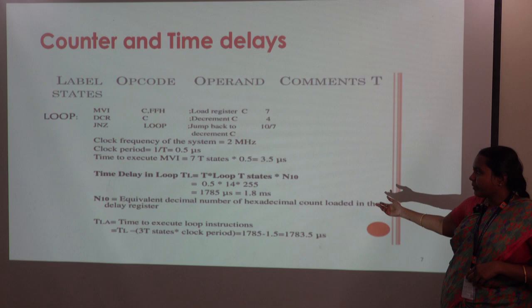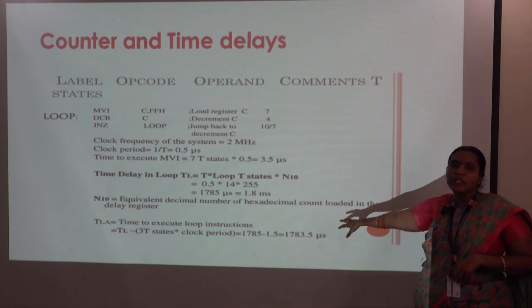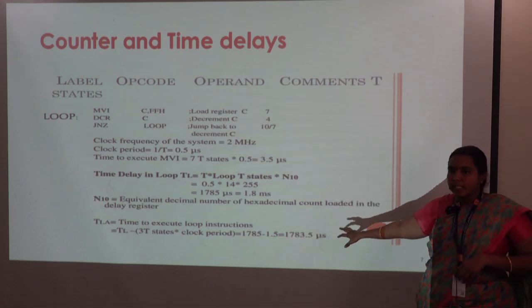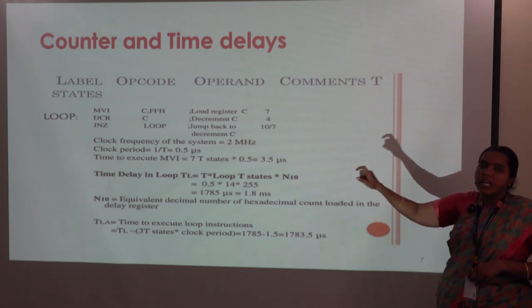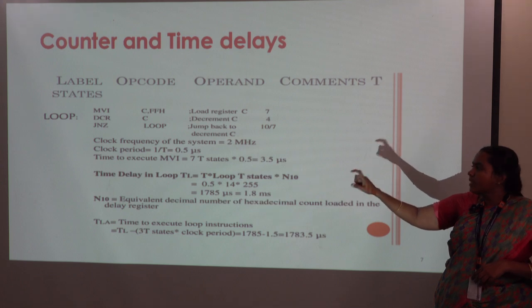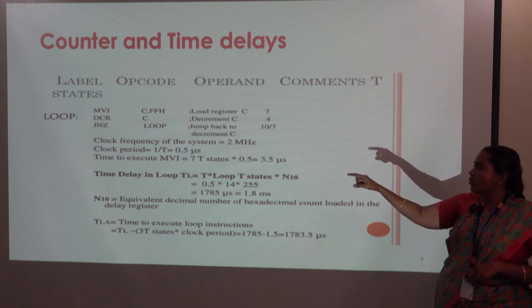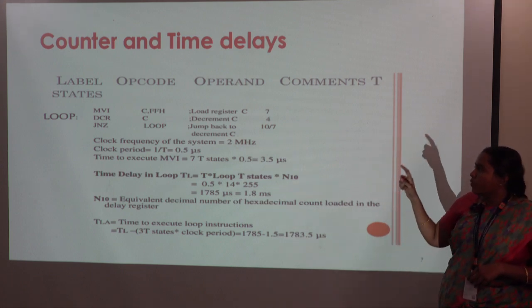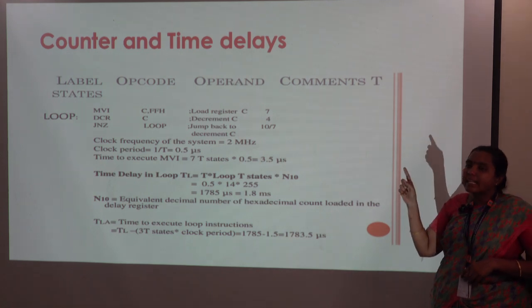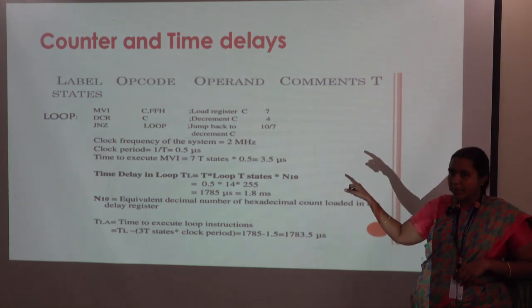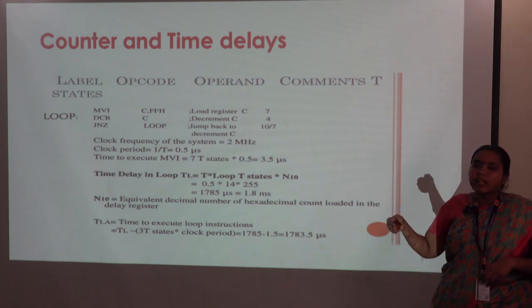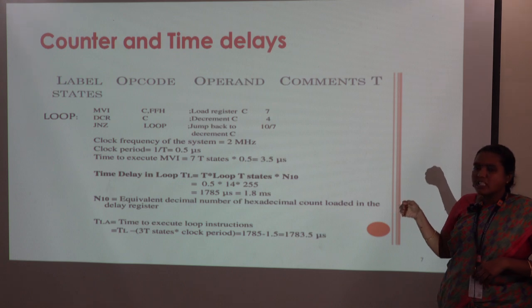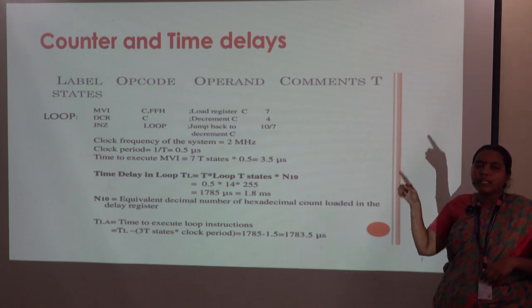Next one is the sample program to find out the counters and time delay. First one is move immediate C, FF. Next one is decrement C, then jump on no zero, else exit the loop. So the FF data will be immediately moved to the concerned register C. Next, decrement C decrements the data by 1, until it reaches 0. If not, the loop will be repeated.